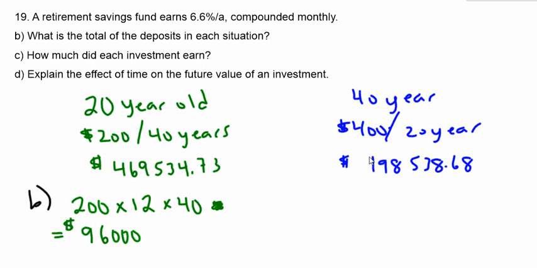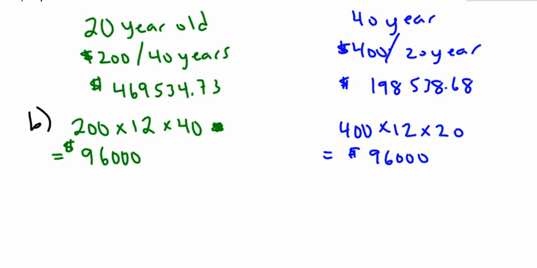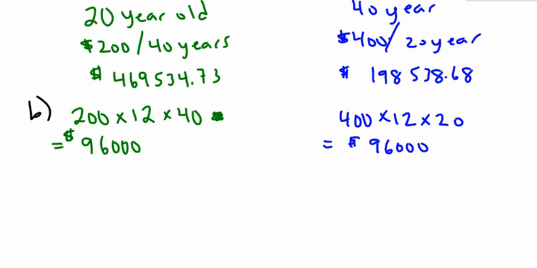Let's do the same calculation for the 40-year-old. They made deposits of $400 every month for 20 years. Hopefully you can tell this is actually going to be the same amount. It's also $96,000. So they both ended up contributing the same amount. And this is the power of understanding financial math, because $96,000 for this person amassed to pretty close to $500,000. $96,000 for this person, $200,000. Now, of course, that's not a little bit of money, but compared to this, whew.